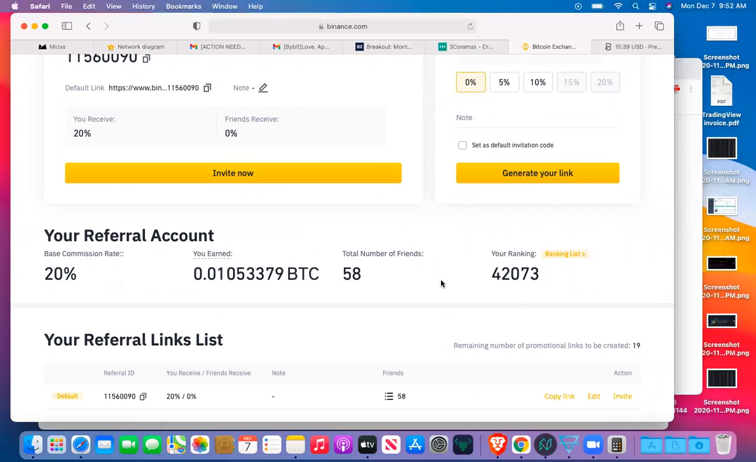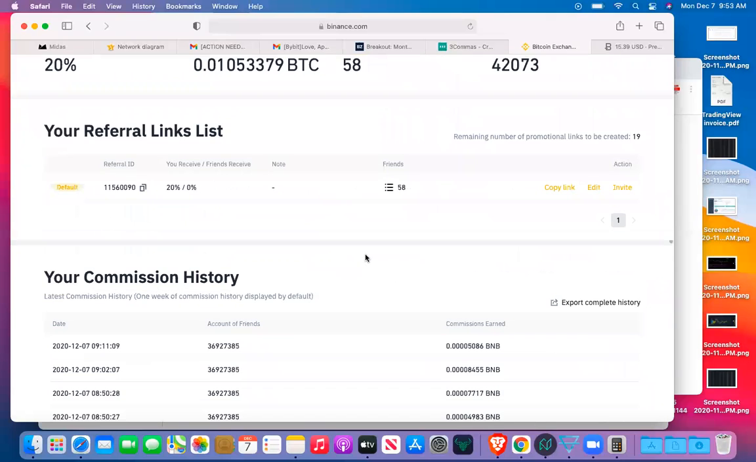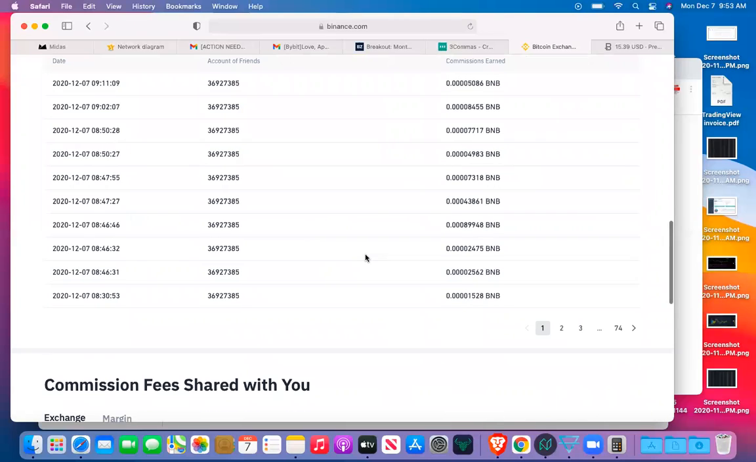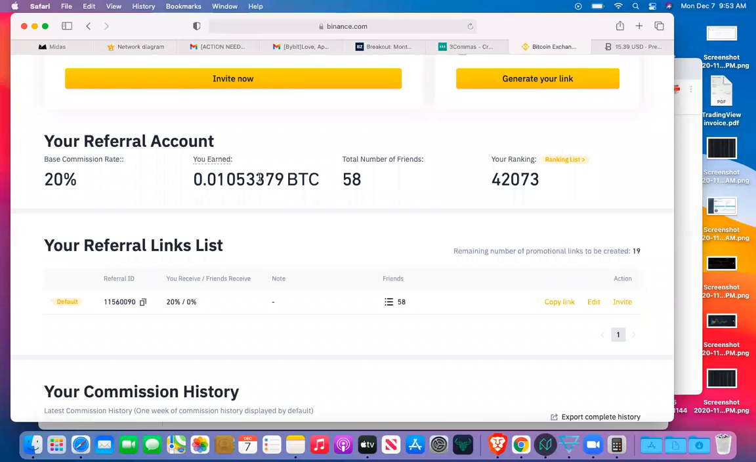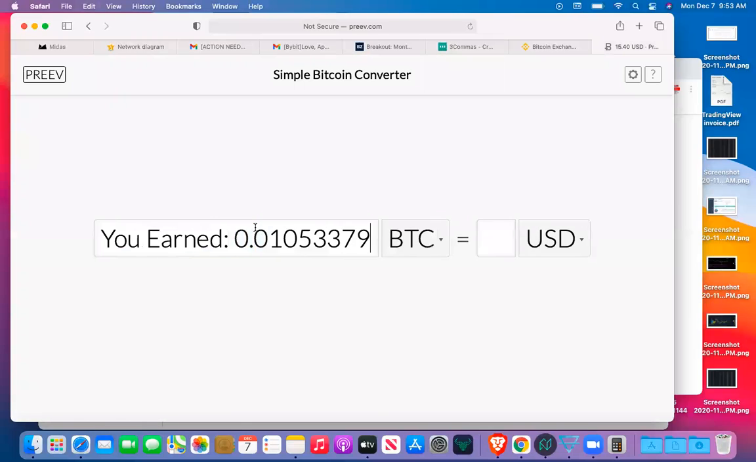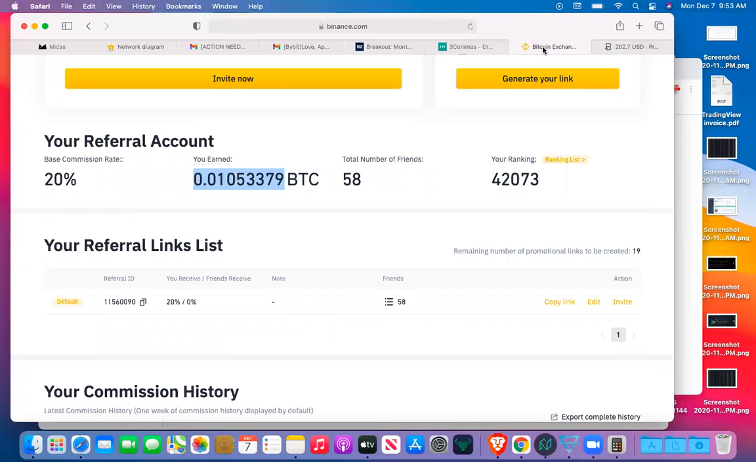Okay, so look at it. For some long years, I didn't even have time to check what's happening. So far, your account, base commission rate, you earn 0.01 BTC. Man, that's crazy. A total number of friends, 58 people. Oh, I never knew. This is crazy. So I've been earning some fractions. I never knew. So that means as of today, the current rate of what I've earned so far on Binance is about $202. That makes sense. Okay, so that's it.